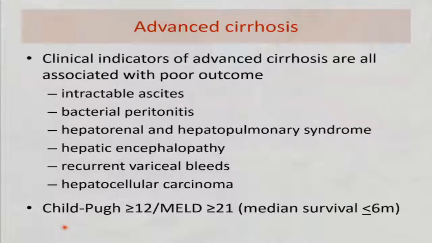So the clinical indicators of advanced cirrhosis are all associated with poor outcome: intractable ascites, bacterial peritonitis, hepatorenal and hepatopulmonary syndrome, encephalopathy, recurrent variceal bleeds, and hepatocellular carcinoma. And all of these indicators correlate well with two common models that we use to predict survival, the Child-Pugh score and the MELD score, or the model for end-stage liver disease.